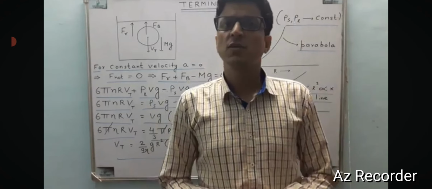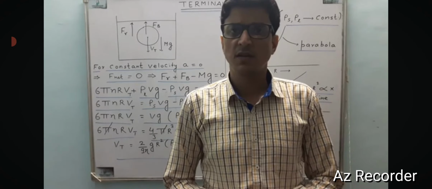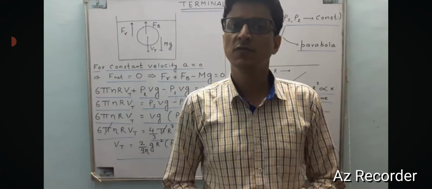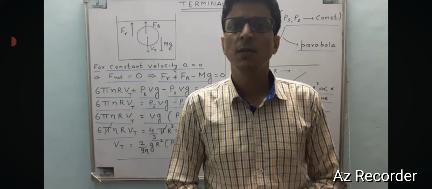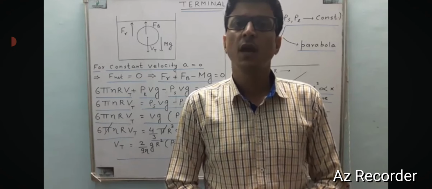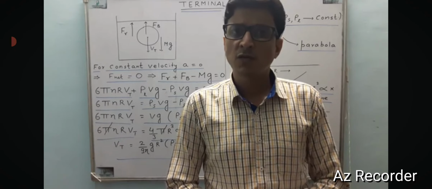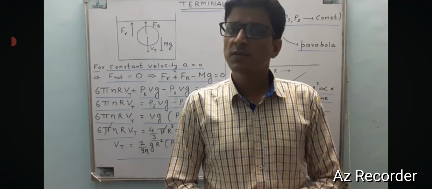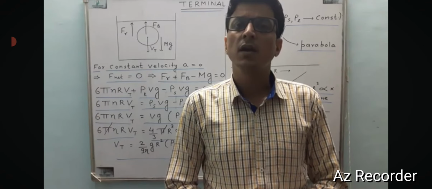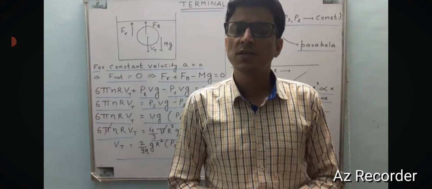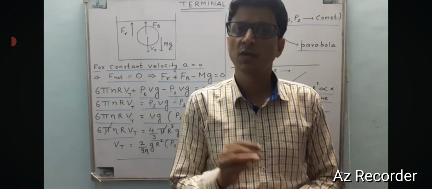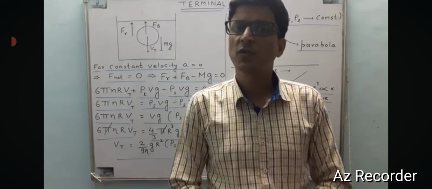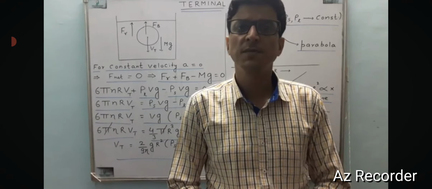Today I shall discuss terminal speed. Whenever a solid sphere is moving in a fluid, then resistive forces act on it because of the viscosity, and the buoyant force also acts on the sphere, and after a certain time the body attains a constant speed which is called the terminal speed. We shall derive the expression for the terminal speed of the body.